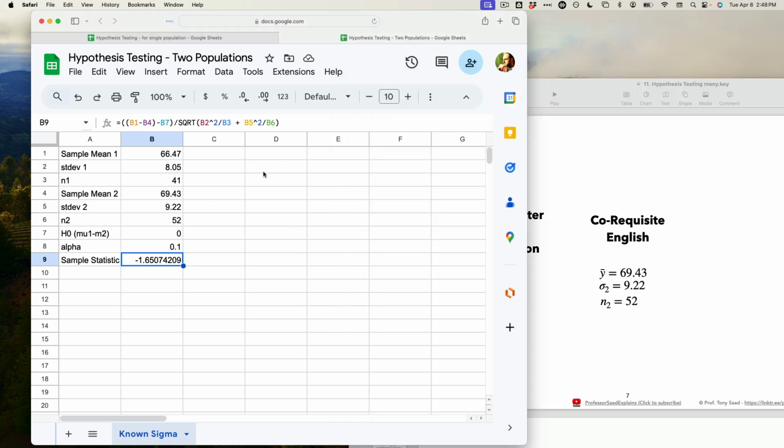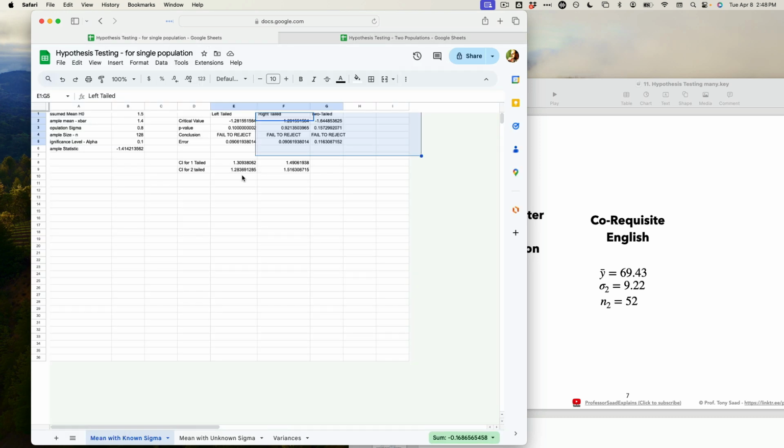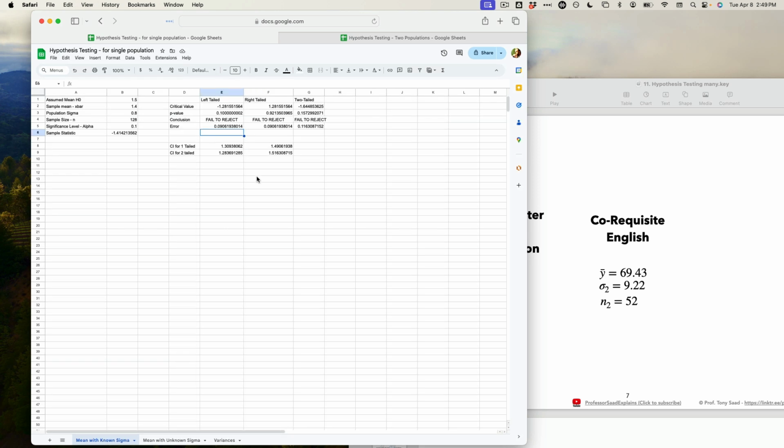Okay, so now what I want to do is copy and paste everything I did here, but I just need to adjust the numbers, the cells, a little bit. What happened here?